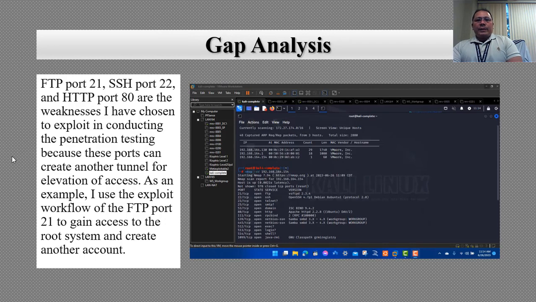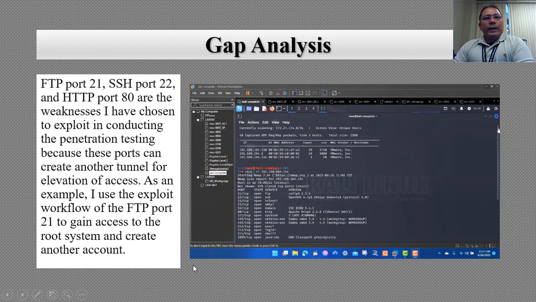On this slide is a gap analysis of FTP port 21, SSH port 22, and HTTP port 80 as the weaknesses I have chosen to exploit in conducting the penetration testing, because these ports can create another tunnel for elevation of access. As an example, I used the exploit workflow of FTP port 21 to gain access to the root system and create another account.